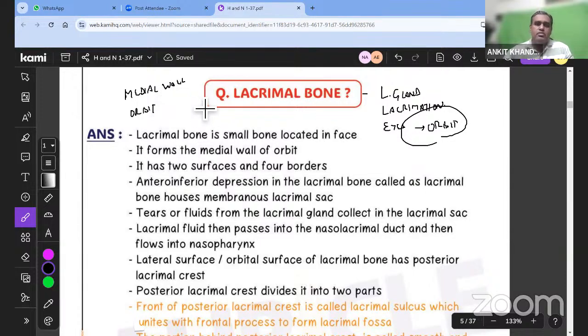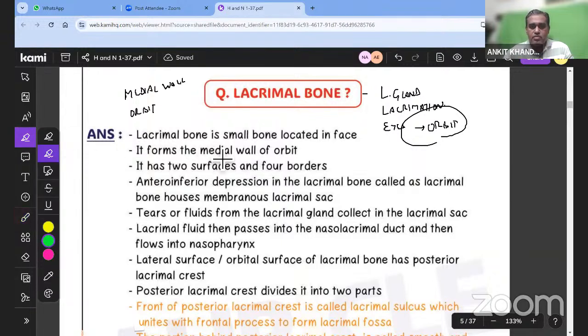There you have the lacrimal. So the lacrimal bone is a small bone in the face. It forms the medial wall of the orbit. That is the most important point. It has some surfaces and borders, fine. But do remember, an important part of this is that it forms the lacrimal sac.